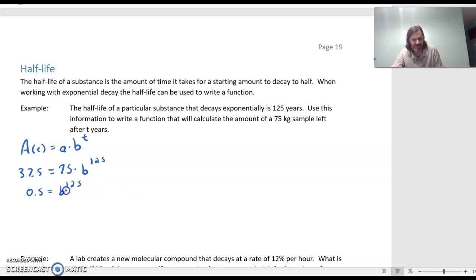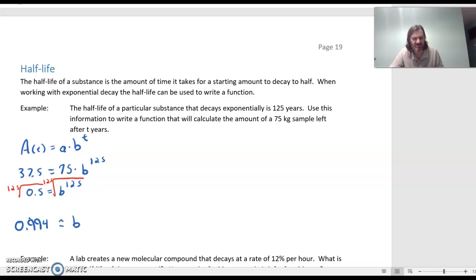I need the base. So you might be thinking of a logarithm, but the logarithm would be helpful if I wanted to find the exponent. But we got b to the 125. We could take the 125th root, and if we do that to both sides, we'll isolate the b. So b will be approximately, if you take 0.5 and take the 125th root of it, you can expect to get something very close to 1. Let's keep a couple decimal places here: 0.9945.